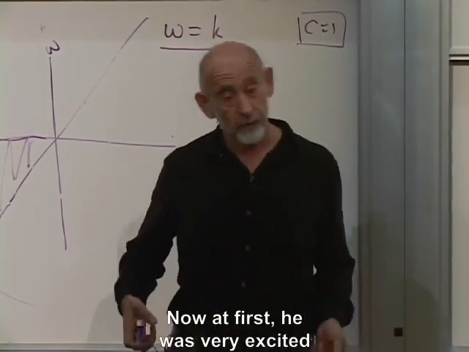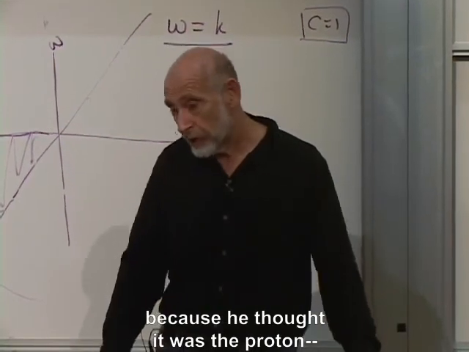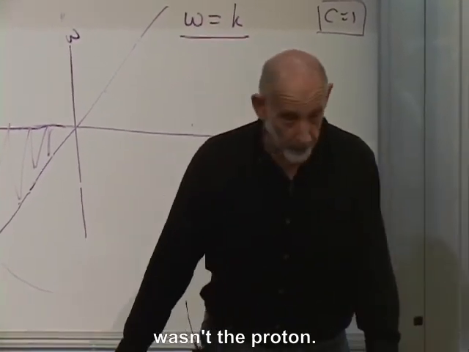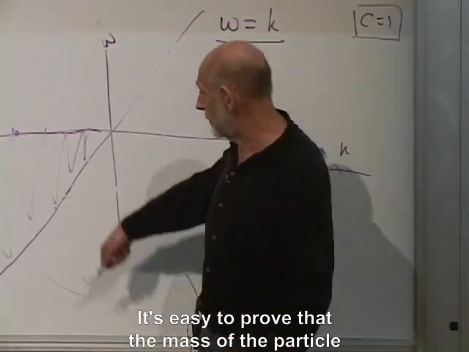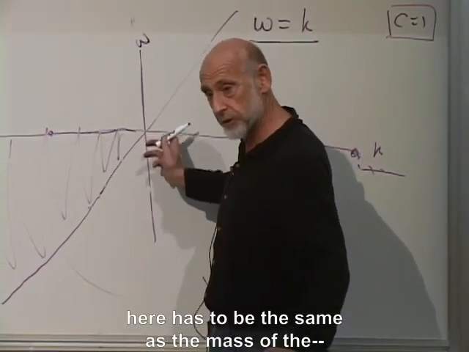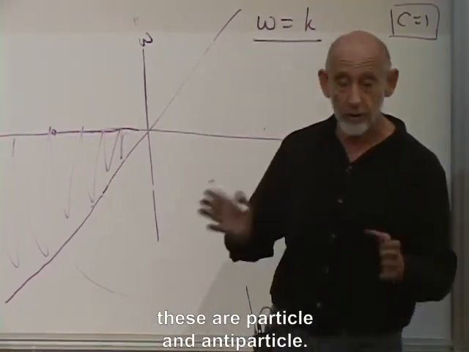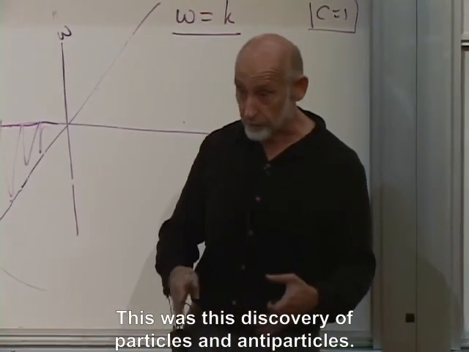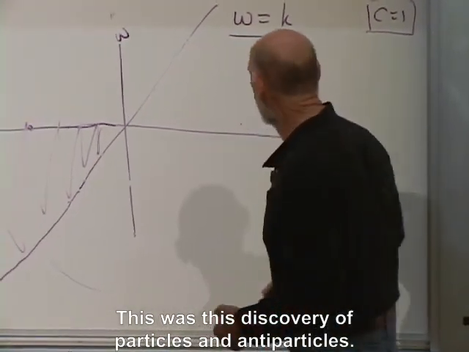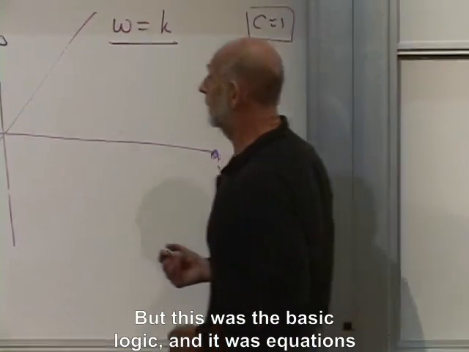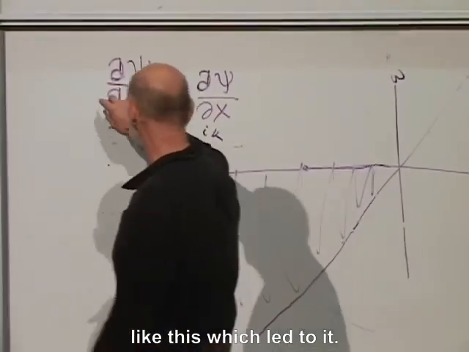All right. Now, at first, he was very excited because he thought it was the proton. It wasn't the proton. It's easy to prove that the mass of the particle here has to be the same as the mass of the electron. These are particle and antiparticle. This was the discovery of particles and antiparticles. But this was the basic logic, and it was equations like this which led to it.